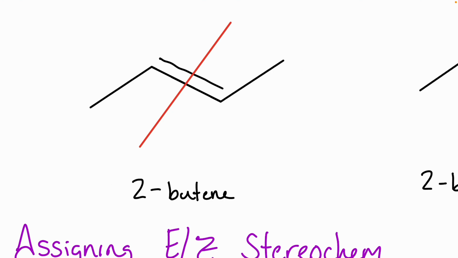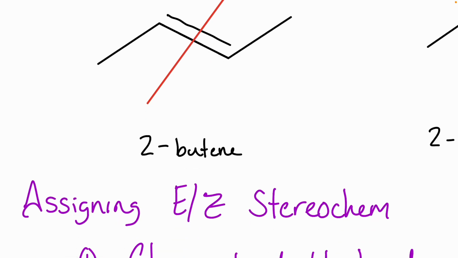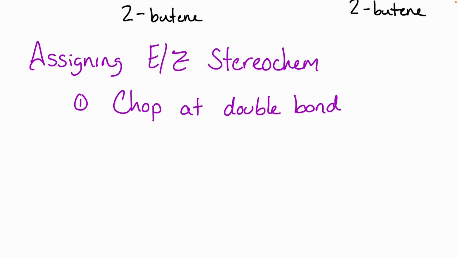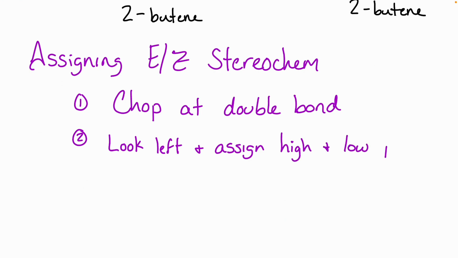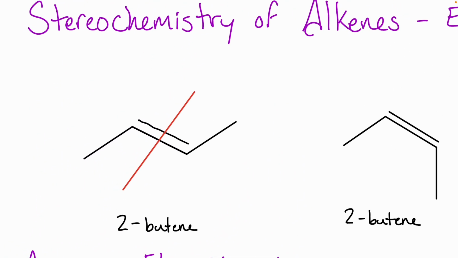All right, this first step is important because you don't just look at the molecule as a whole. You look on one side of the double bond, you assign priority. Then you jump to the other side and assign priority. All right, so we'll arbitrarily pick the left side first. So we're going to look left and assign high and low priority. All right, so what do I mean by that?